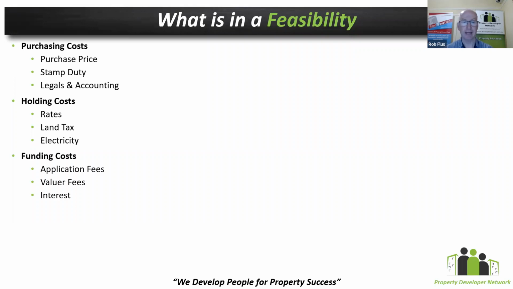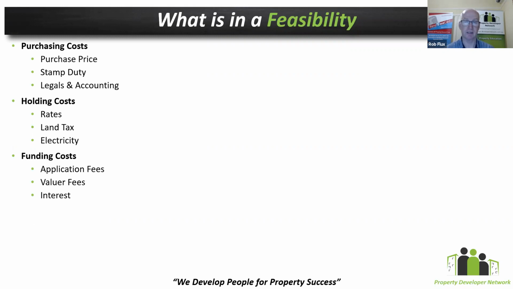Next element would be funding costs. So there's application fees, valuer fees, interest. There's also things called line fees, which if you're going into the commercial space you may need to consider. The bigger the project gets, the more your funding costs are going to start to hit. When you're small scale and doing residential, these costs may seem quite minor and insignificant, but as you start to scale your projects, your application fees can be anywhere from $30,000 to $100,000, for example. Your valuer fees, the most I've paid for a valuation is around $30K in itself.